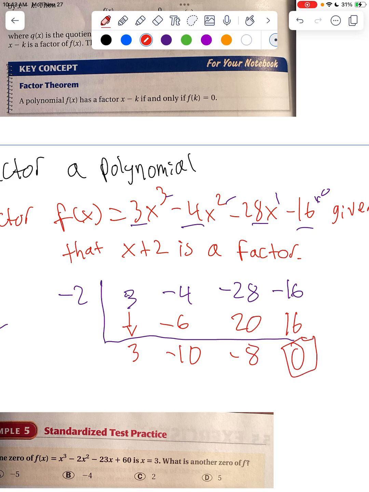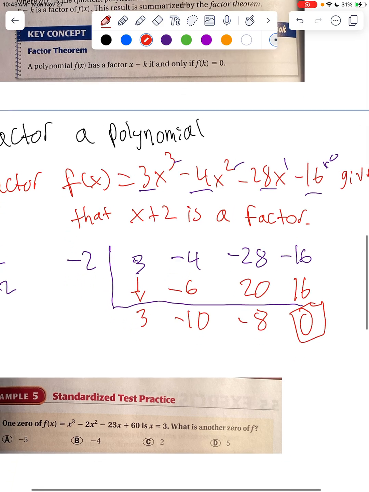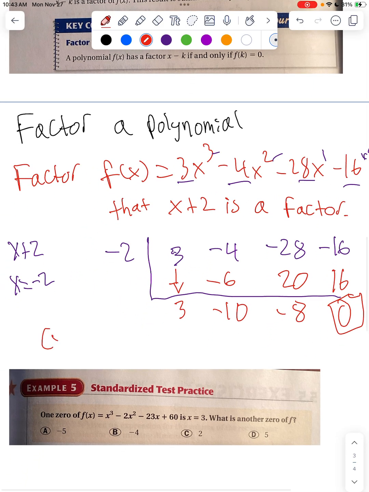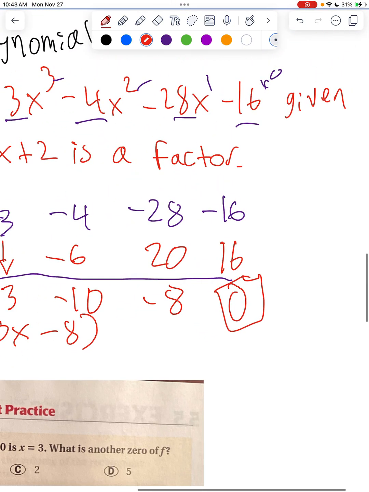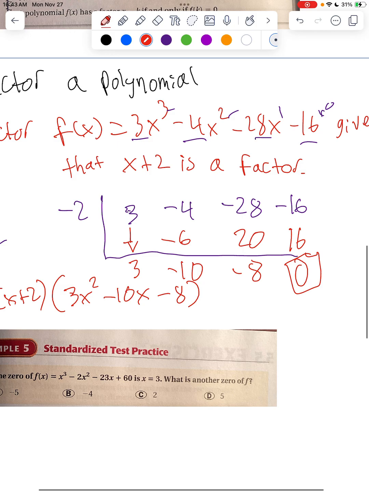Nice. We got 0. So that means that, again, we already know that x plus 2 is a factor. And if I were to take this and write it, my highest degree was a 3, so this is 3x squared minus 10x minus 8. I had a remainder of 0, and I can try to simplify this polynomial even further.